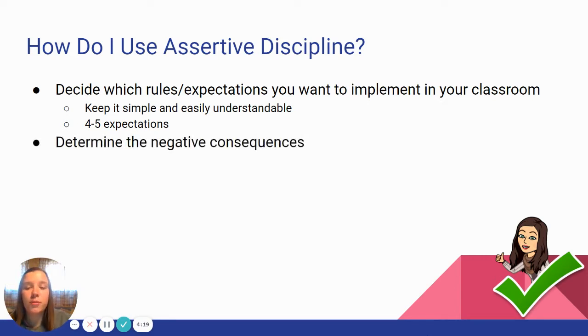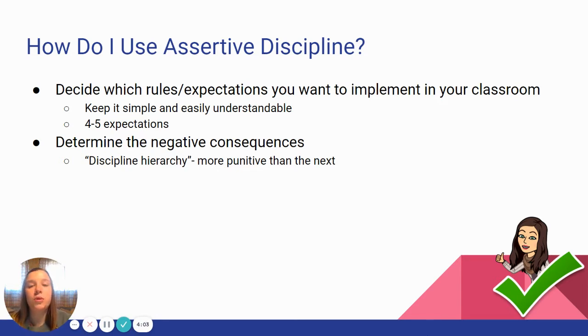Next, you want to determine the negative consequences. They call this a discipline hierarchy, where each consequence is more punitive than the next. So your first negative consequence might be just telling the student to stop. The next consequence would be getting written up with a demerit. The last consequence could be going to the principal's office. That's just an example. Each consequence is essentially worse than the one before.